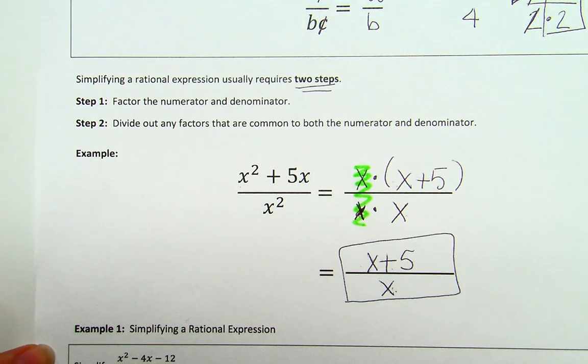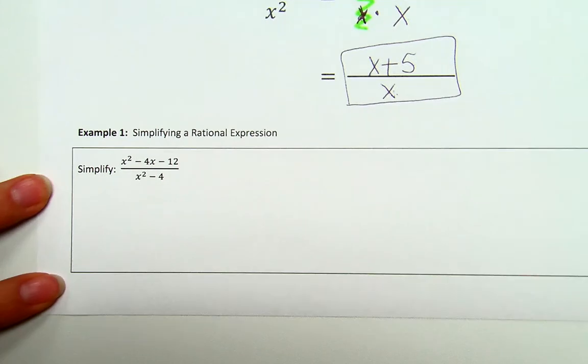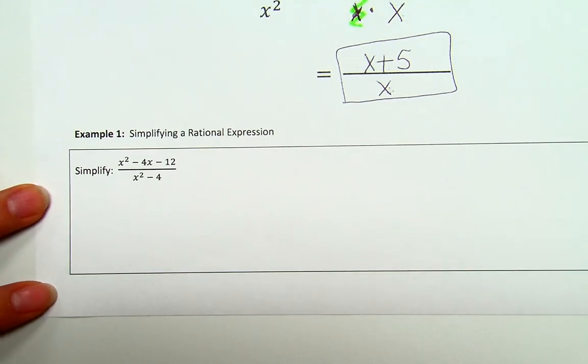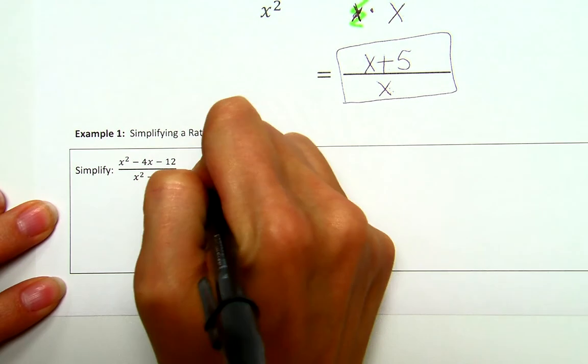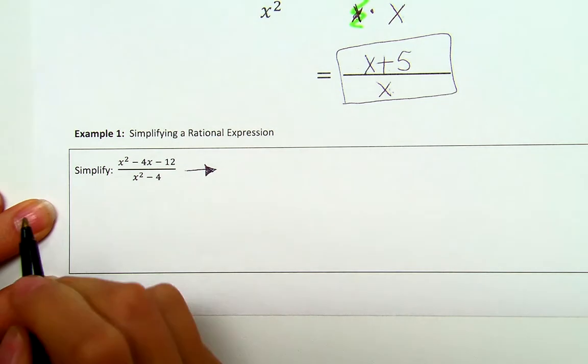So let's look at example 1. Example 1 has us simplifying this rational expression. So going back to our 2 steps, the first step is to factor the numerator and denominator, and more importantly, we're going to start focusing on the numerator. It's usually easier to remember to just do the top first.